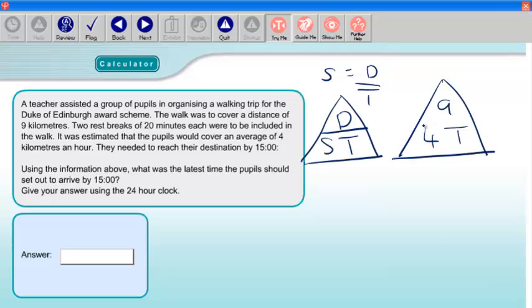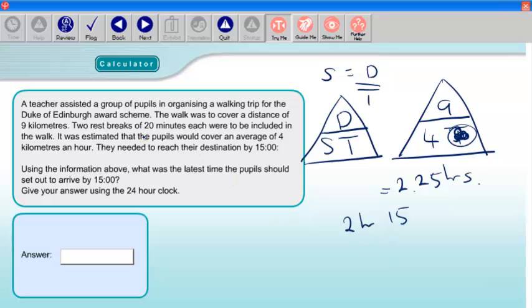So the rule here says, okay, if you want to know the time, pretend it's not there, cover it up, so we'll score it out. The time was 9 divided by 4 equals 2.25 hours. So that's not 2 hours and 25 minutes, because remember, quarter of an hour is actually 15 minutes. So that's 2 hours and 15 minutes for the walking.